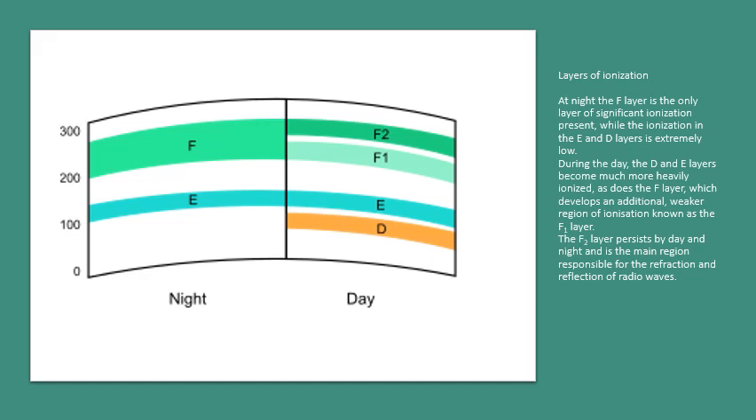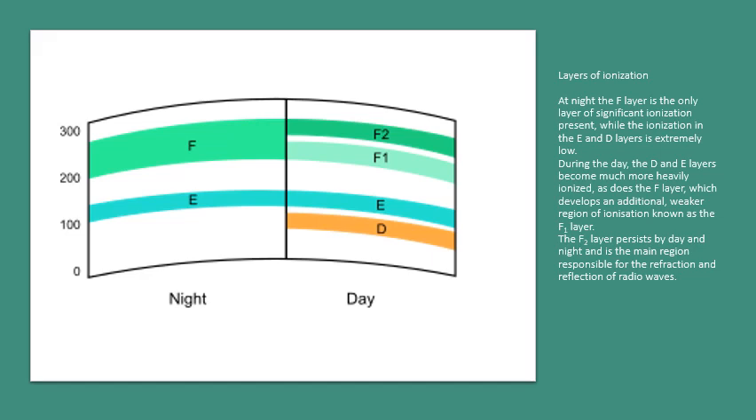Here some layers are shown in the night and day. In the night, two layers are shown, E and F, but in the daytime, D, E and F1, F2. In the night, the F layer is the only layer of significant ionization present, while the ionization in the E and D layers is extremely low. During the day, however, the D and E layers become much more heavily ionized, as does the F, which overlaps an additional weaker region of ionization known as the F1 layer. The F2 layer persists by day and night, and it is the main region responsible for refraction and reflection.